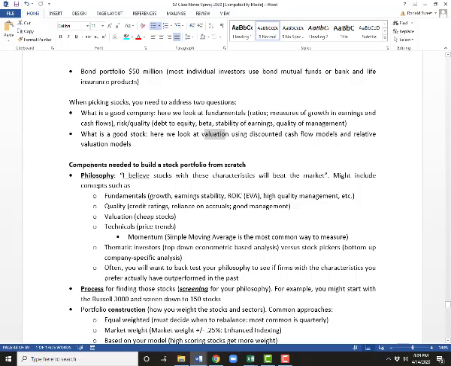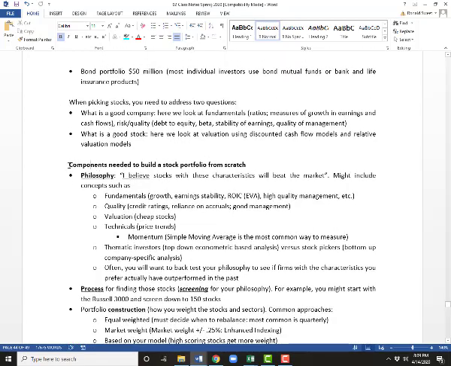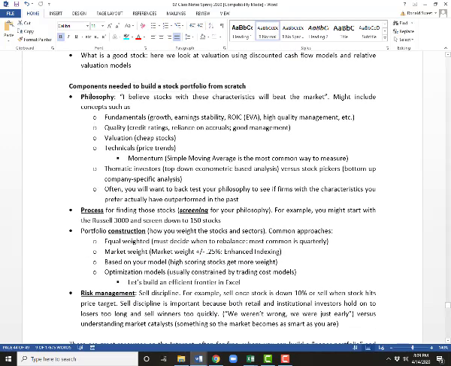Right, so if you're going to build a portfolio, let's go through the process. And then next class, I'll show you the efficient frontier. I don't think I'll get through it in this class. But the components of a good portfolio: building a portfolio has a philosophy, a process, the actual execution, construction, and then risk management.